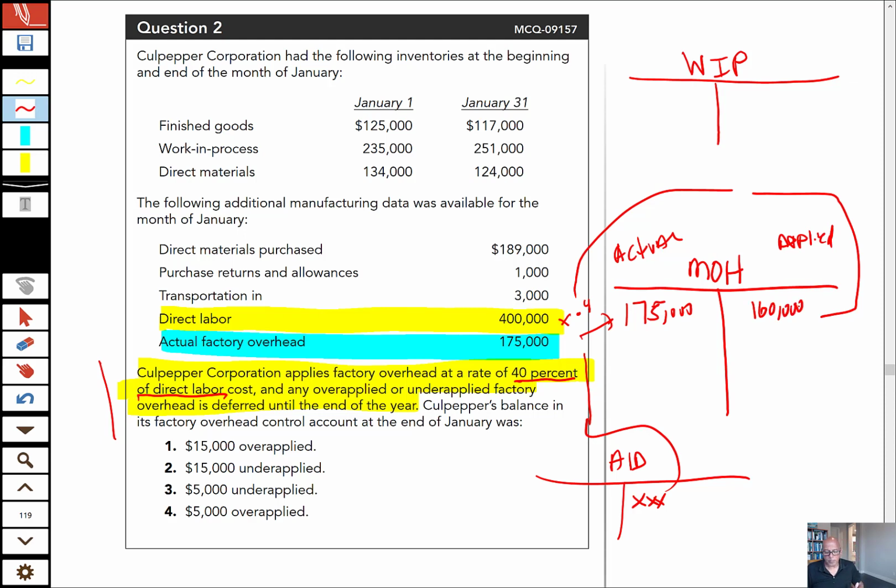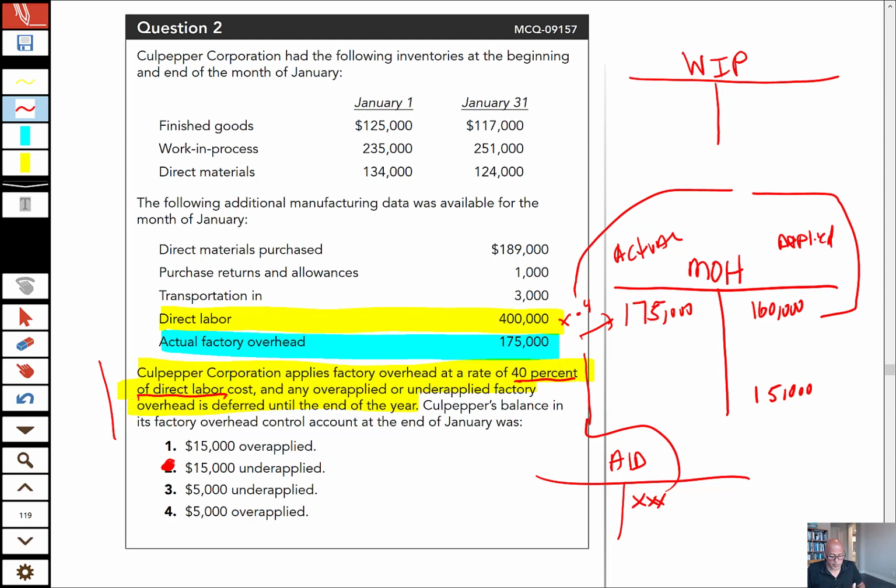Okay. And this is probably going to happen in that there's going to be a difference between the actual and the applied. Okay, so now we've got our debits and credits straight here. And so what happens now? We come in and we have a difference of 15,000. Since we have that difference of 15,000, we have more actual than applied. We are 15,000 under applied. The answer to this question. I apologize for getting those flipped there at the beginning.